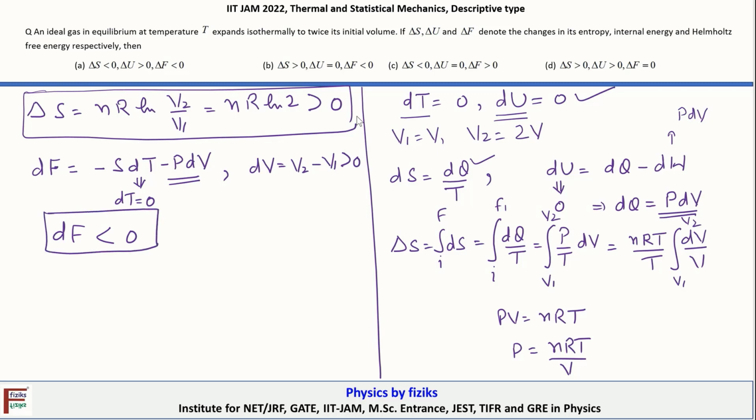So we have figured out all these three conditions. The final conclusion is that for the isothermal expansion of the ideal gas, delta U is equal to 0, delta S is greater than 0, and delta F, as we have figured out, is less than 0. So let's see which option satisfies all these three conditions: delta S greater than 0, delta U equal to 0, and delta F less than 0. Therefore the fifth option is correct here.